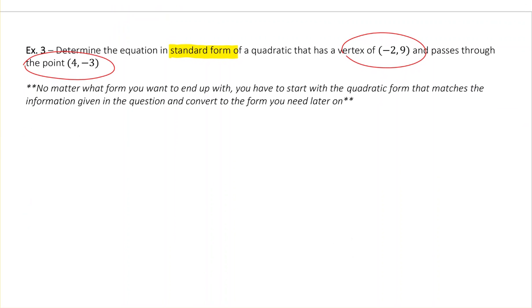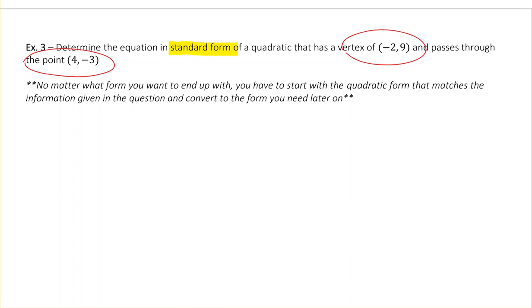We're not going to use any decimals, fractions if they appear. Okay, and I've made that little note there for you to write down or review before you do some of these problems. Okay, so looking at the information, our vertex is -2, 9. Okay, and our point that we're going to be using is 4, -3.